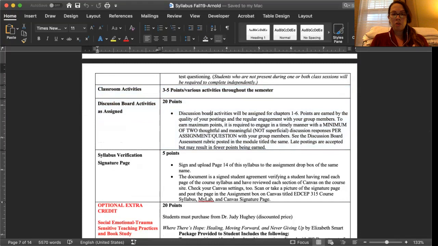Points are earned by the quality of your postings and the regular engagement with your group members. Try to put your initial posts on early in the week so that other people have something to respond to. If everybody waits until Saturday or Sunday to do an initial post, then some people are going to get really frustrated because there's not going to be posts to respond to.